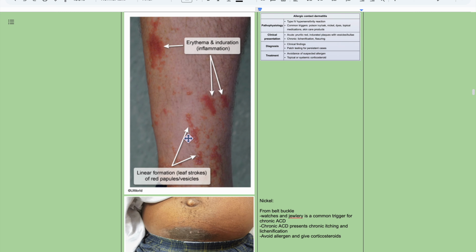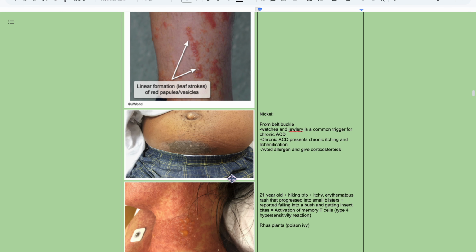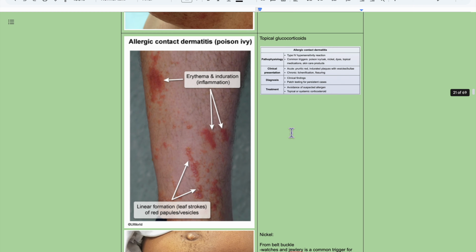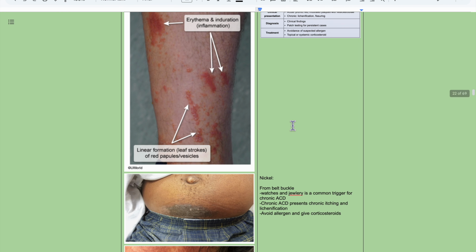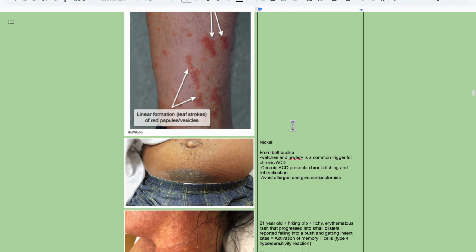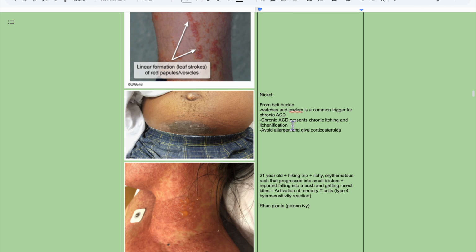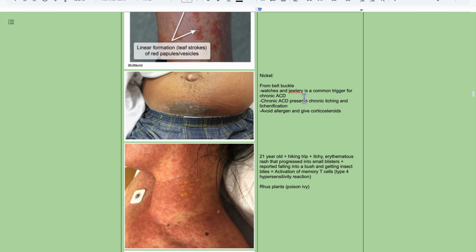All right. Here, nickel allergy right here. It's from a belt buckle. Watches and jewelry are a common trigger for chronic allergic contact dermatitis. Chronic ACD presents with chronic itching and lichenification. It gets a little dark. Avoid allergen and give corticosteroids.